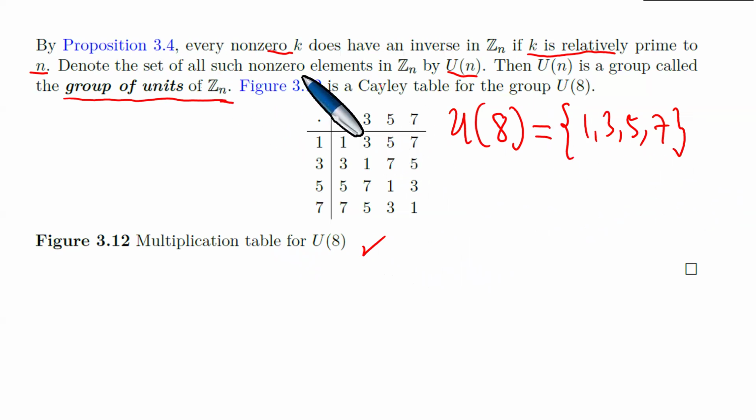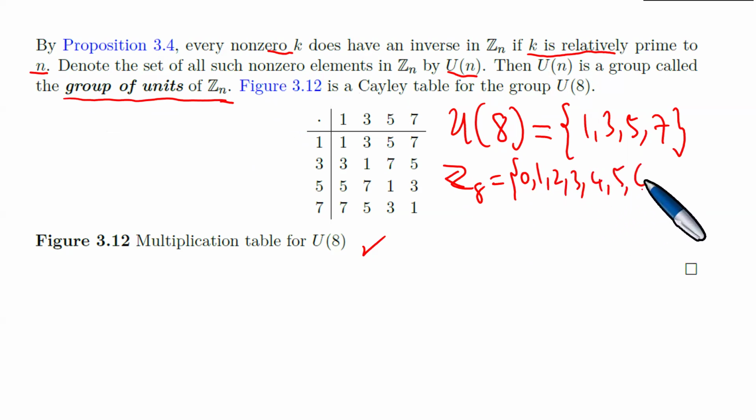The author indicated here that every non-zero K does have an inverse in Zn if K is relatively prime to N. Denote the set of all such non-zero elements in Zn by Un. So we shall look at Z8. Z8 is 0, 1, 2, 3, 4, 5, 6, 7. This is Z8. Let us look at U8.